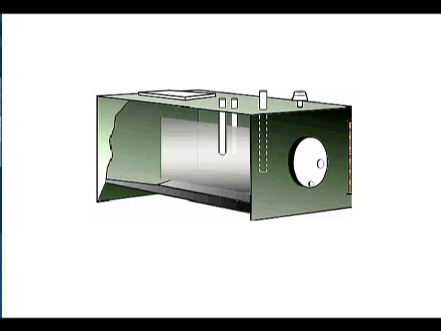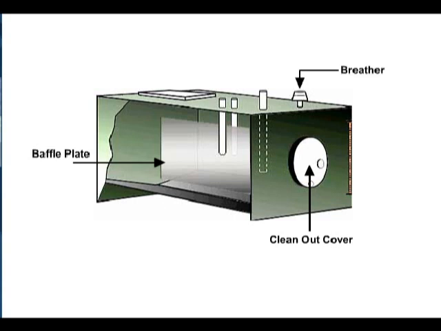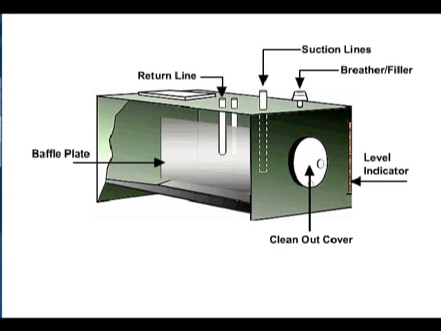An industrial reservoir should include the following components: a baffle plate to prevent returning fluid from entering the pump inlet, a cleanout cover for maintenance access, a filter breather assembly to allow air exchange, a filler opening well protected from contaminant ingression, a level indicator allowing upper and lower levels of fluid to be monitored, and adequate connections and fittings for suction lines, return lines, and drain lines.